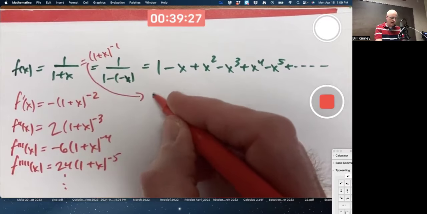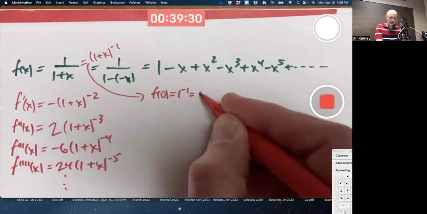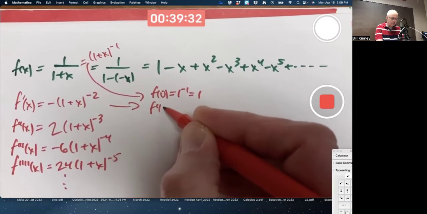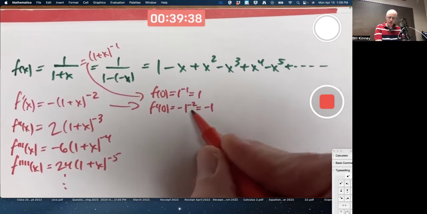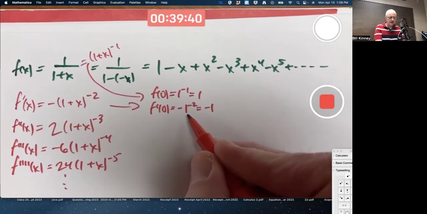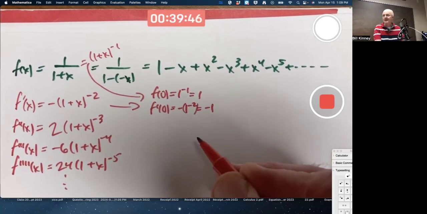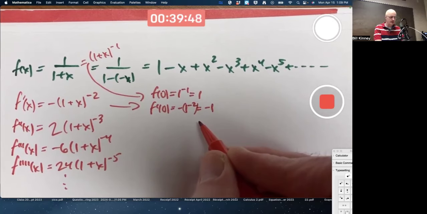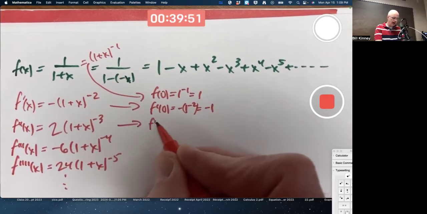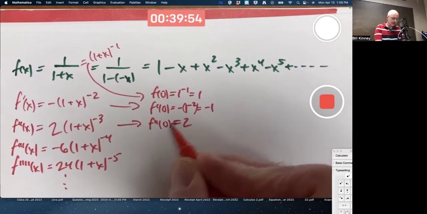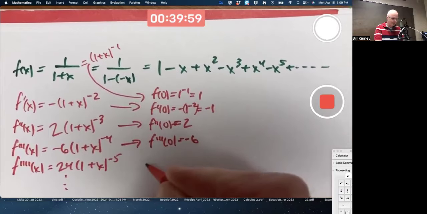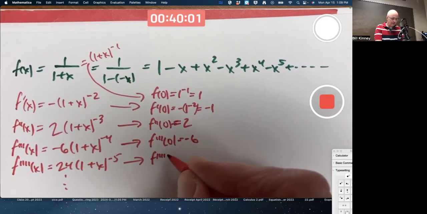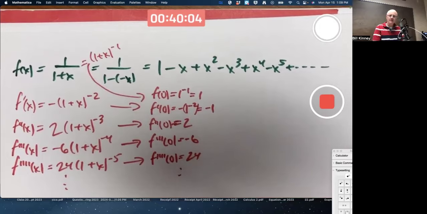F of 0 is 1 to the -1 is 1. F prime of 0 is -1 times 1 to the -2, which is -1. By the way, order of operations here, if it's not clear, is you do 1 to the -2 power first, and then use the negative sign in front of that. So the answer is -1, not +1. Here, f double prime of 0 is +2. F triple prime of 0 is -6. F quadruple prime of 0 is +24, etc.